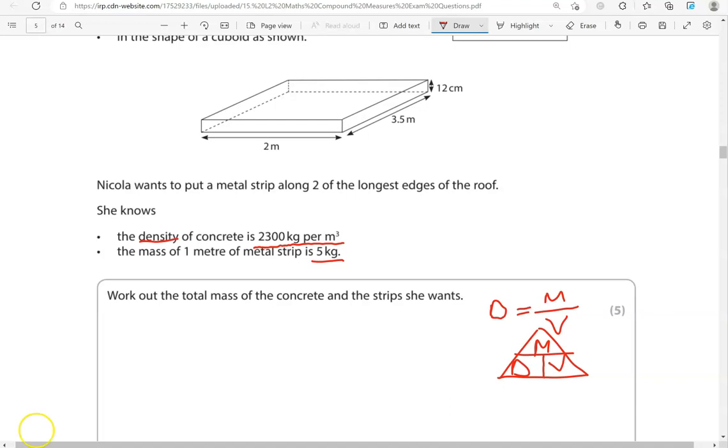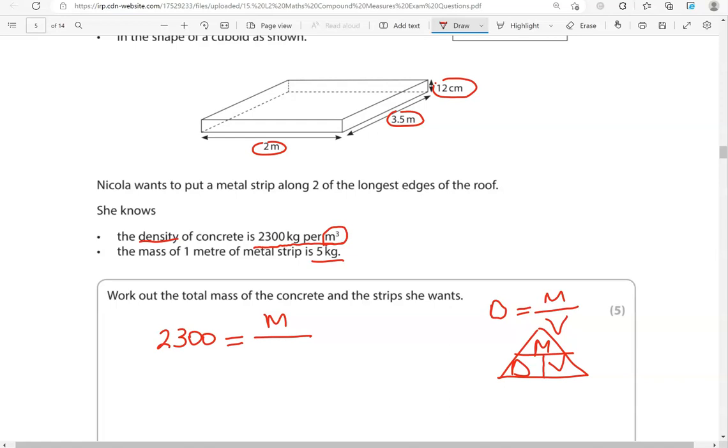So we know the density, 2,300. Do we know the mass? No, we don't. Do we know the volume? We don't, but we can work it out. So we've got the dimensions, 2 meters, 3.5 meters, and 12 centimeters. As we're given the density in cubic meters, we're going to stick to meters. So we can keep the 2, we can keep the 3.5, but 12 centimeters will need to be converted to meters.